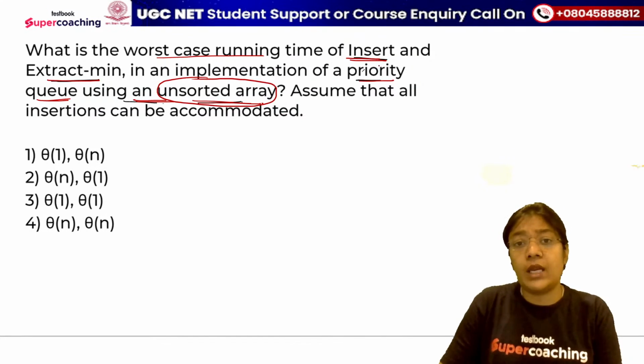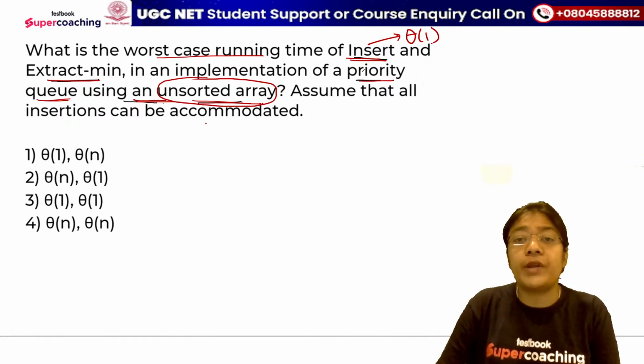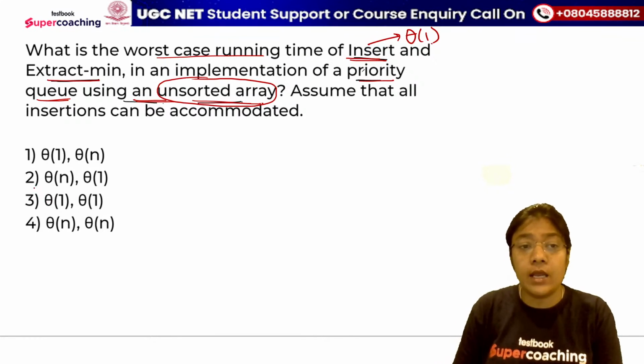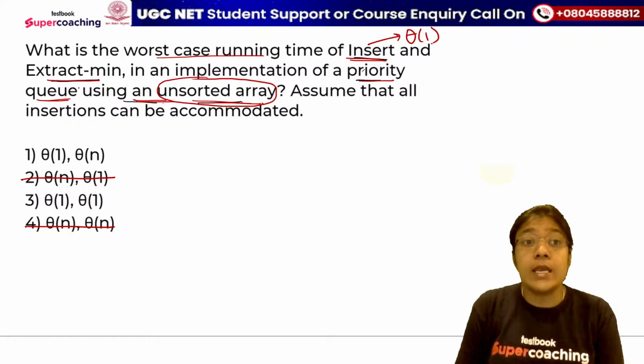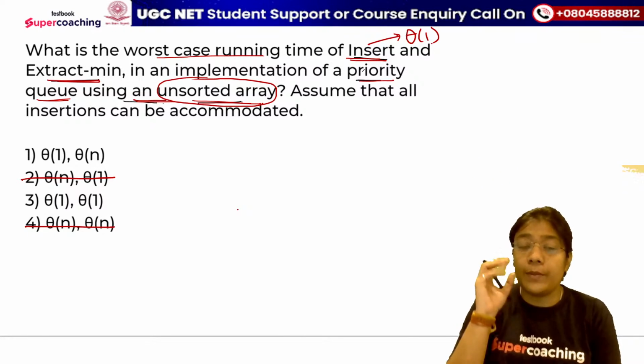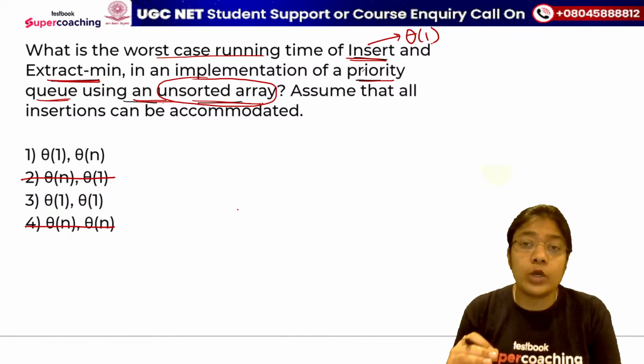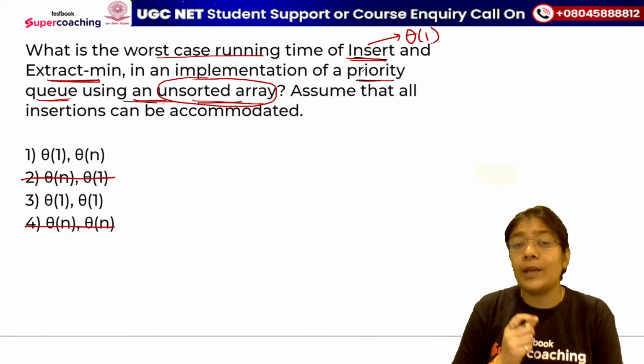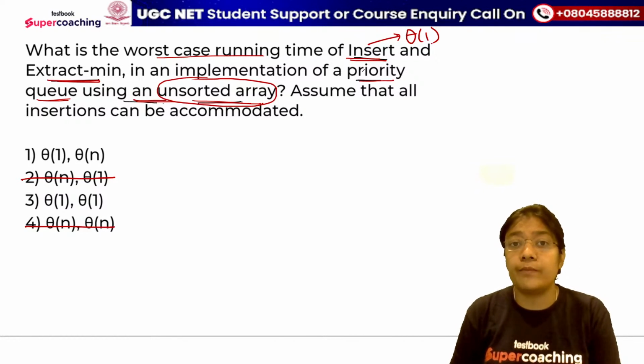So definitely insertion is gonna take theta of 1. Constant time complexity, इससे कोई फर्क नहीं पड़ता कि array का size क्या है. So option 2 and 4 are eliminated. Now I want to extract the minimum element. अब इमेजिन कीजिए आपके पास एक अनसॉर्टेड एरे है, उसमें से आपको मिनिमम एलिमेंट निकालना है, कितना टाइम चाहिए?